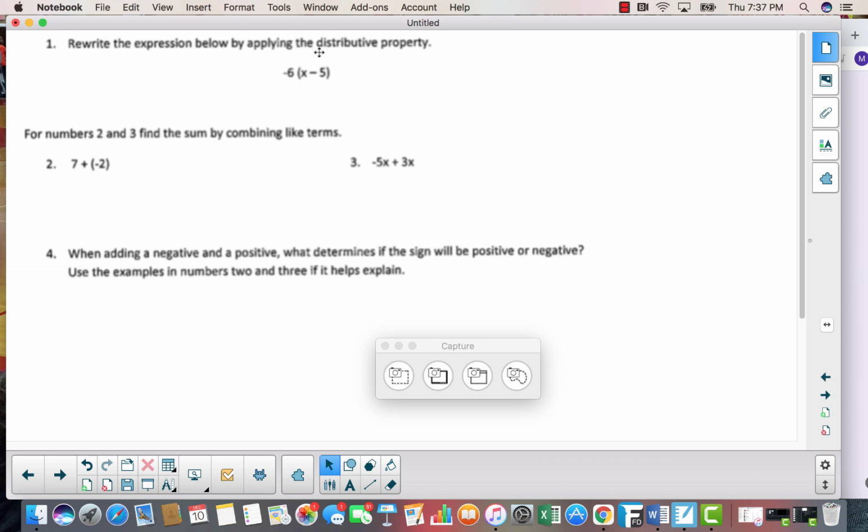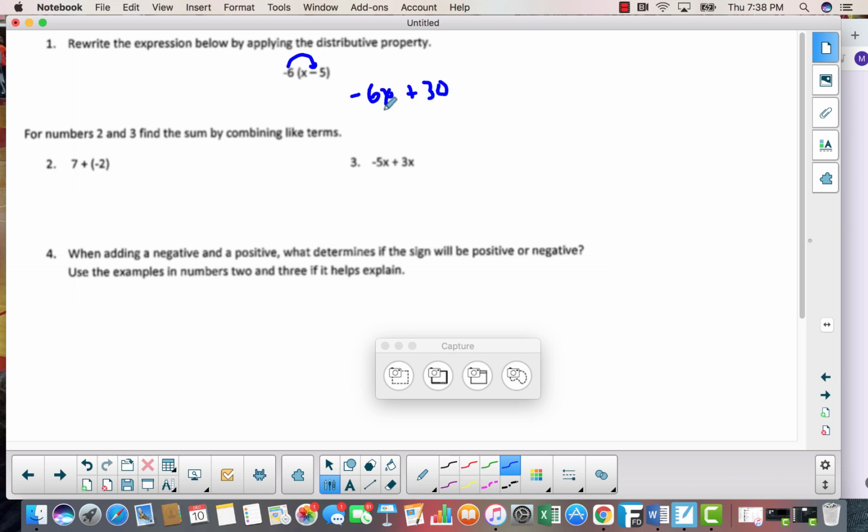So this first one, we have to apply the distributive property. And when we do that, all that means is that whatever is outside of parentheses is multiplying what's inside the parentheses. So in this particular instance, I would do negative 6 times x, which is just negative 6x. And then this part's tricky. Negative 6 times, I treat that as a negative 5. So a negative times a negative is a positive, so it would be positive 30.